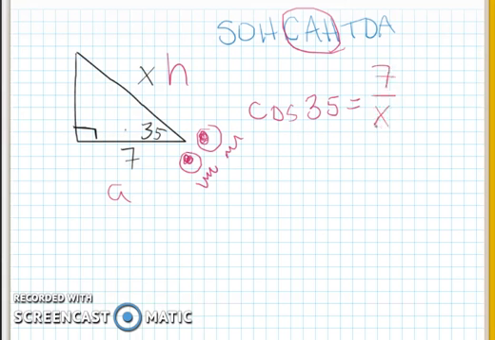Okay. Now, a lot of students have trouble with this one because x is in the denominator, and they're like, I don't know what to do, Mr. Smith. Well, we want to get rid of the x.